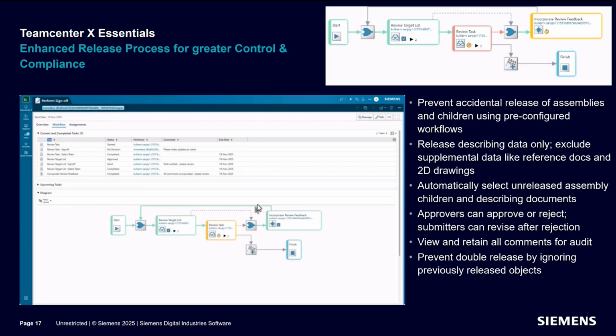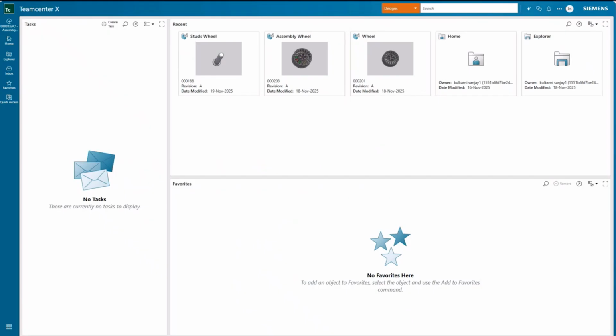So the next enhancement is on the release process, which until the previous version was a simple one-click release process, available out of the box for the built-in cloud data management users. But based on certain customers' requests, we enhanced this release process, which gives you greater control. Basically, it avoids accidentally releasing the assembly and the components.